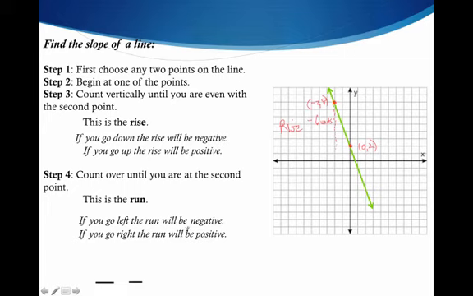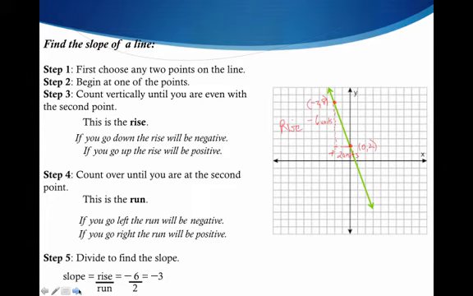Okay, so now I need to count over until I'm at the second point, and that's going to be my run, and it's going to take me 2 units to move over to my second point. I've gone to the right, so my run is positive, and had I gone to the left, though, my run would have been negative. So this is going to be a positive 2 units. All right, so then I'm going to use those 2 numbers to divide to find the slope.